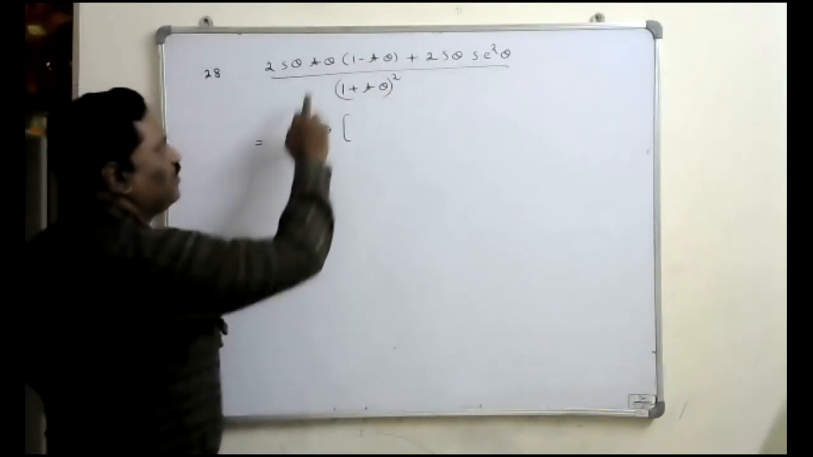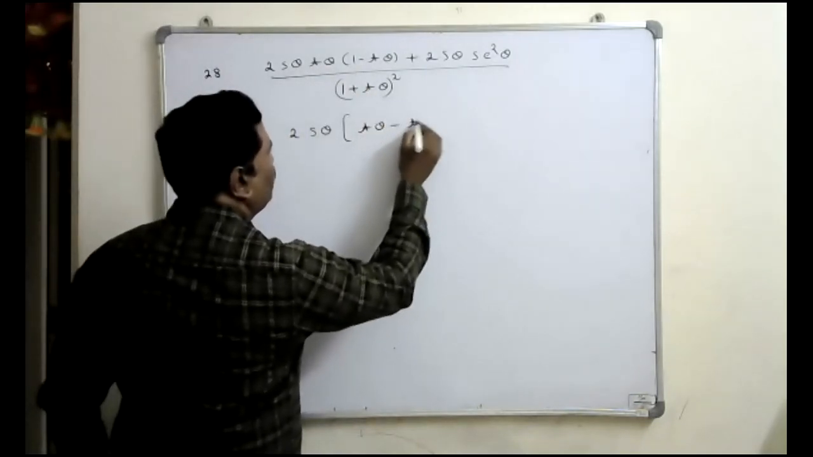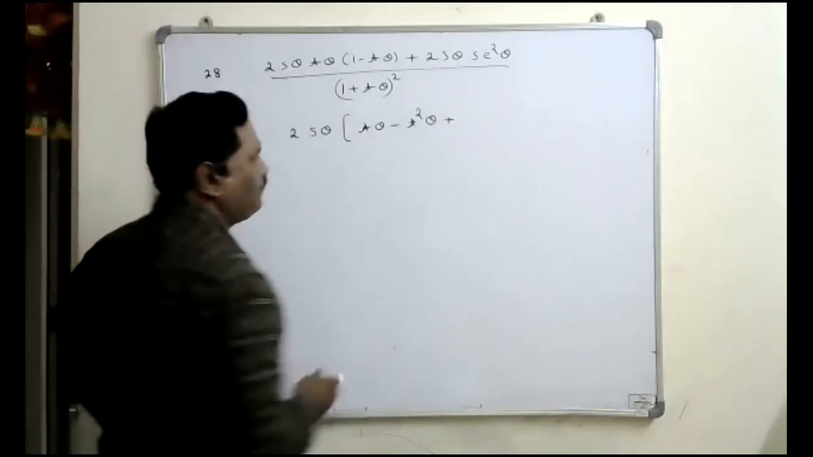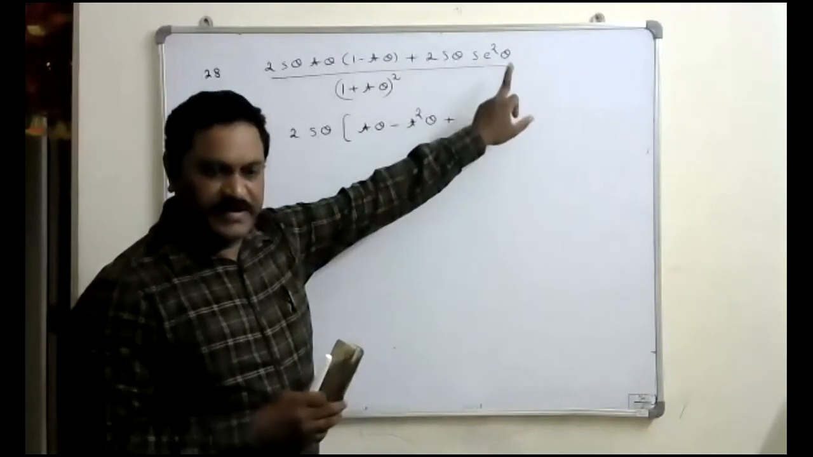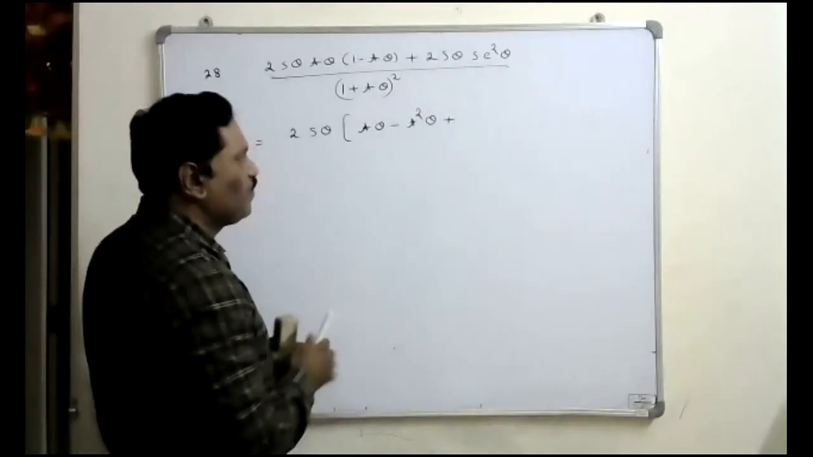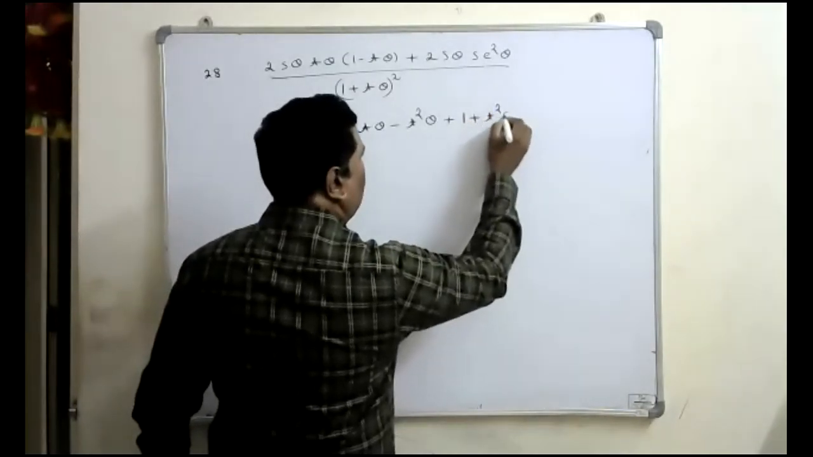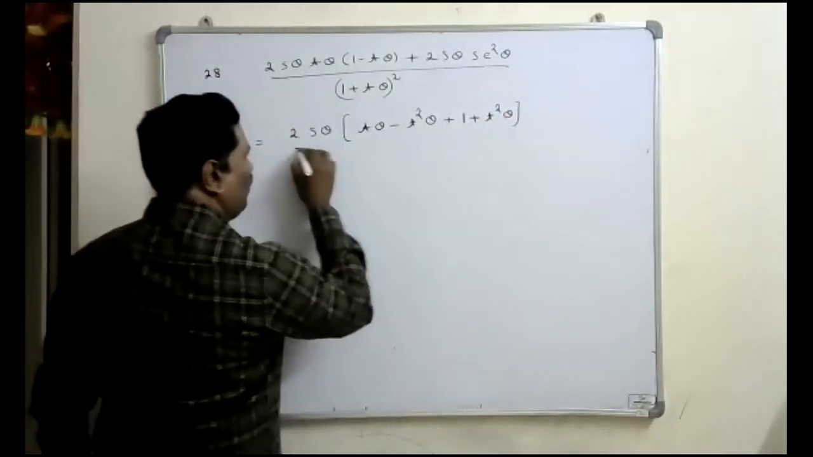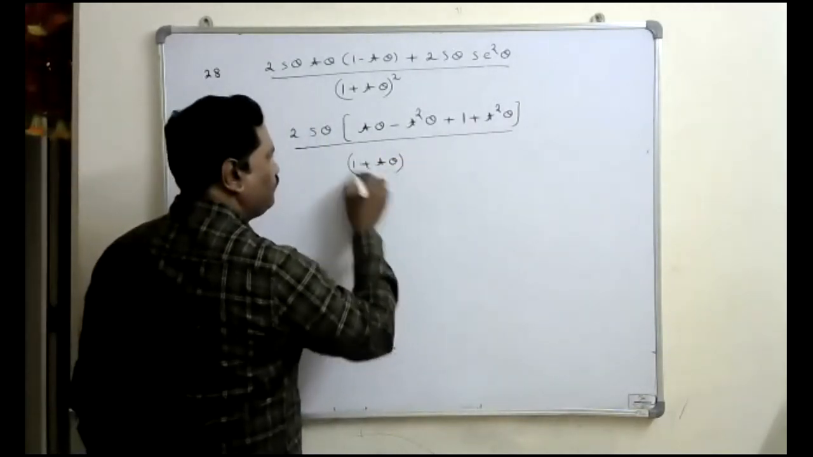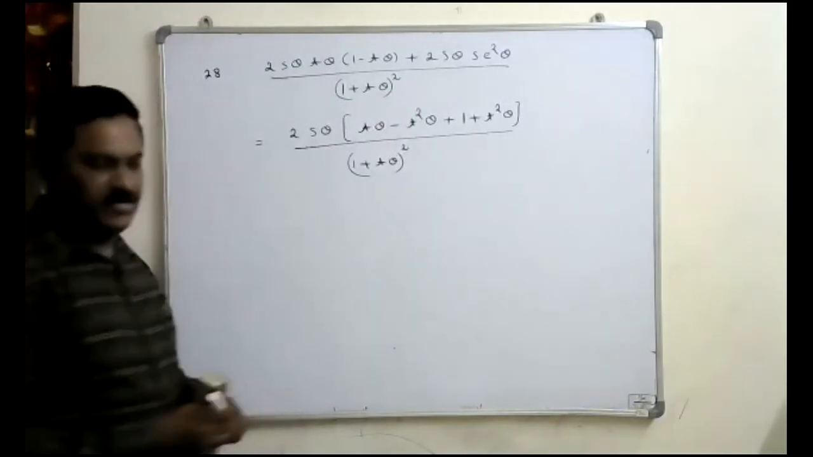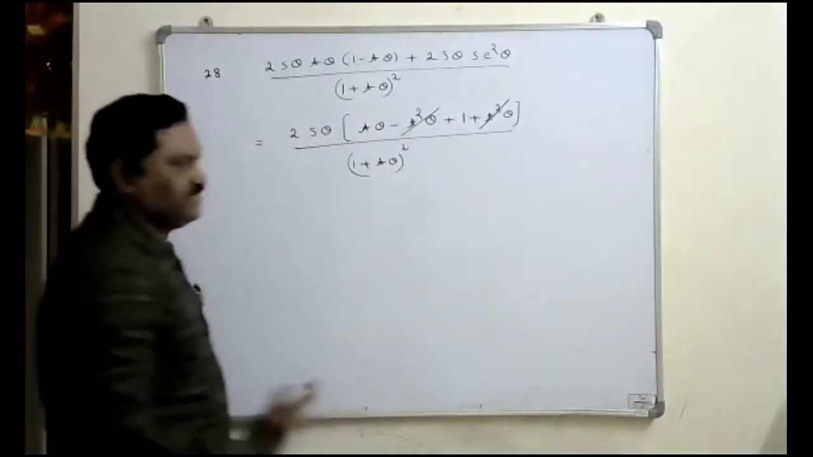What remains? Tan theta into 1, that is tan theta, minus tan square theta, plus secant square theta. How do you write secant square theta? 1 plus tan square theta, not 1 minus, 1 plus tan square theta upon 1 plus tan theta whole square. Like that we can write it, where tan square theta gets cancelled.